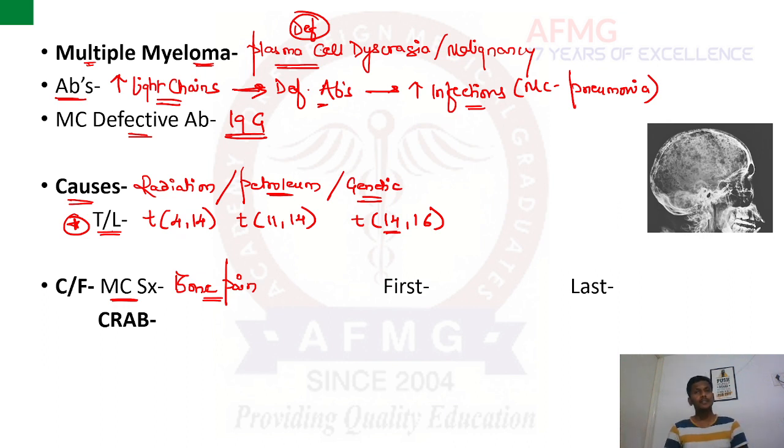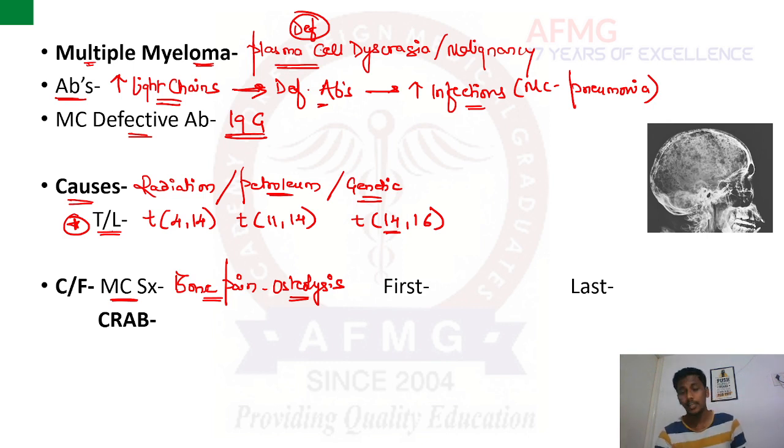And why is this bone pain usually seen? It is due to osteolysis, that is, destruction of the bone. And why are these osteolytic lesions seen in cases of multiple myeloma? Please remember, the defective plasma cells which are produced lead to release of cytokines like interleukin 1, interleukin 6, or macrophage inflammatory protein. These lead to activation of the osteoclasts, and once the osteoclasts are activated, they cause increased destruction of the bone, that is osteolysis, and that can cause osteolytic lesions in multiple bones of the body.